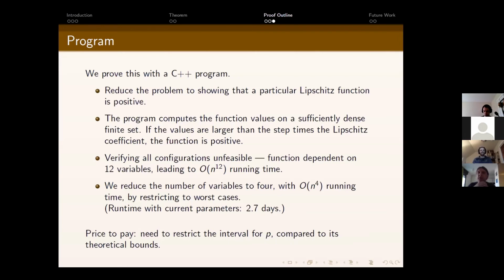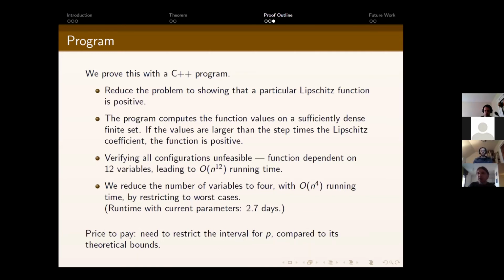But with a lot of clever tricks, you can reduce the number of variables by 4, which just barely makes this feasible. Our program ran for a third of a week, almost exactly, in the latest iteration, and it calculated, it works out. But how can you prove with the program that a function is everywhere positive, since the function is defined on uncountably infinitely many values?